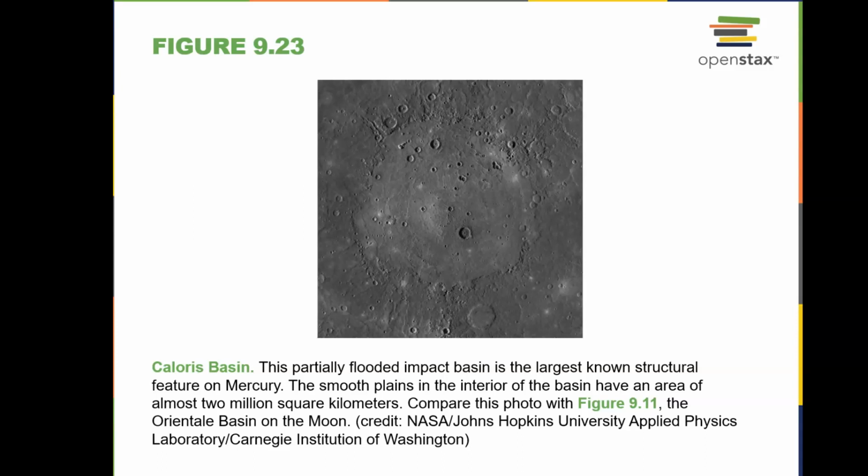Most of the Mercurian features have been named in honor of artists, writers, composers, and other contributors to the arts and humanities. This is in contrast with the scientists commemorated on the Moon. Among the named craters are Bach, Shakespeare, Tolstoy, Van Gogh, and Scott Joplin.